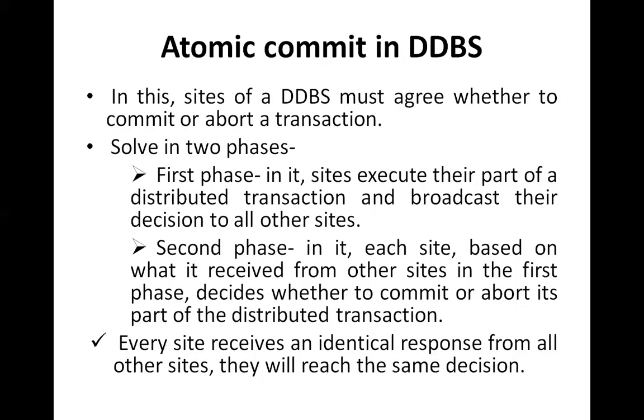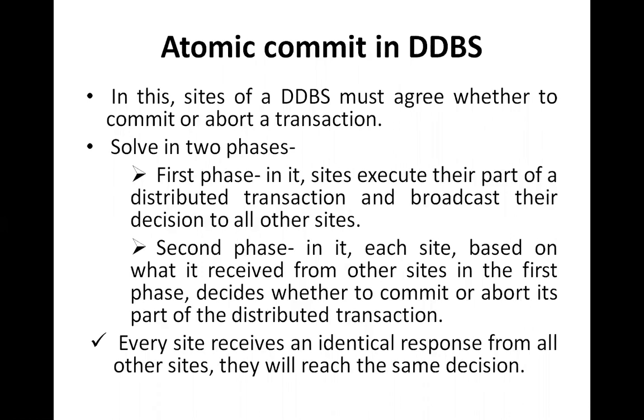Now the second application is the atomic commit in the distributed database system. We know what the atomic commit is in a distributed database: the distributed database must agree whether it is going to commit or abort a particular transaction. So in the first phase of the atomic commit, each site executes its part of the distributed transaction and broadcasts its decision, whether it is going to commit or abort the transaction, to all the sites.